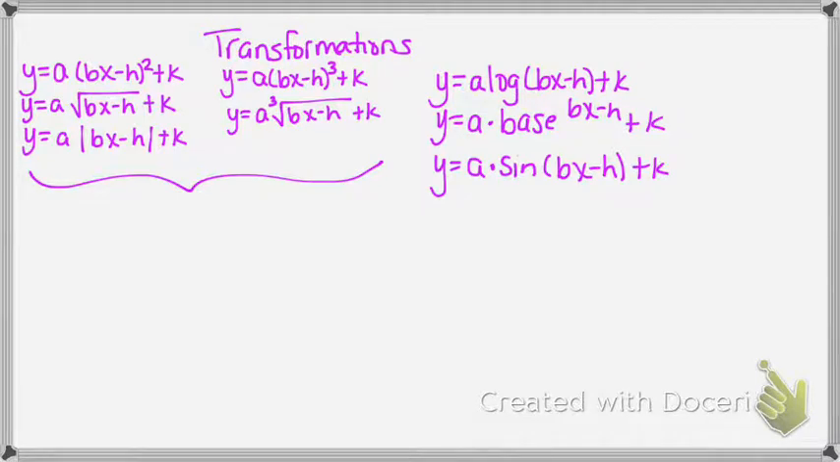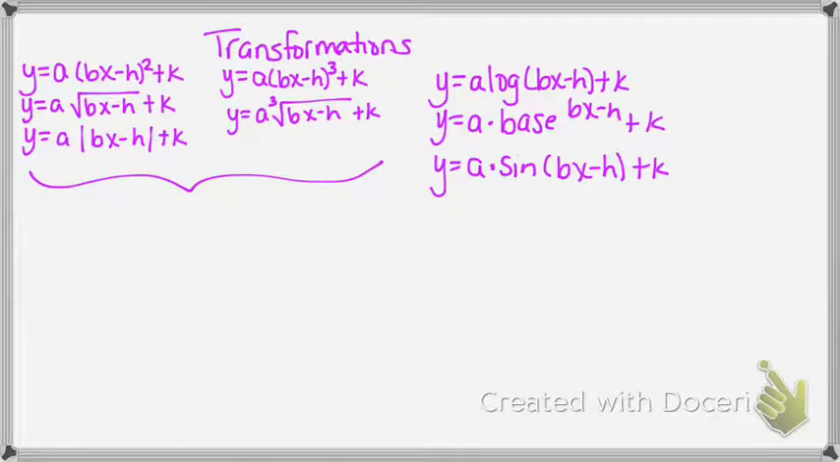So I want you to notice that all of these, after the equal sign, have an A, and they all end with a plus K. All right, the A and the K are not inside with the X. But if you notice, in every single one of them, there's a B and an H that is inside of something with X, whether it's inside parentheses, inside the radical, inside the absolute value bars. It could be inside the exponent with it, okay? The BX minus H is always together.